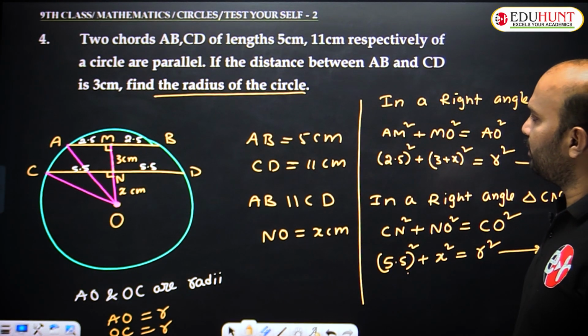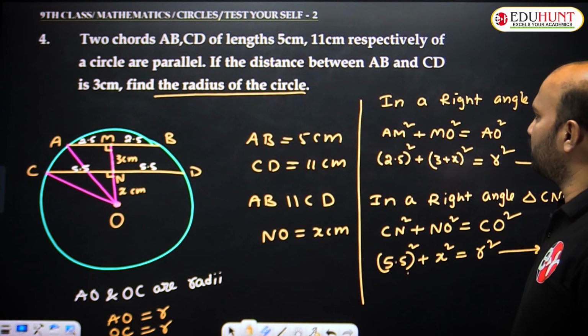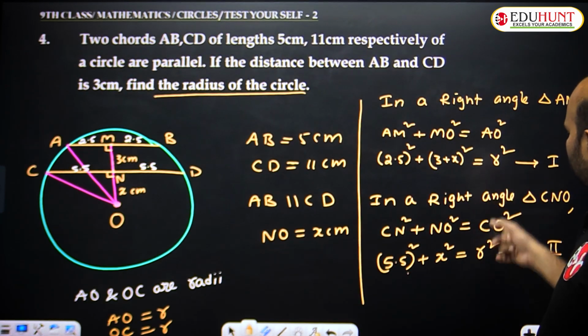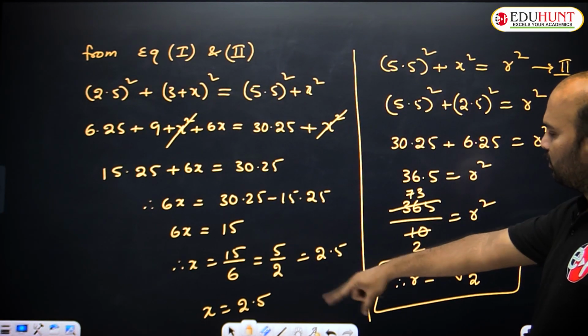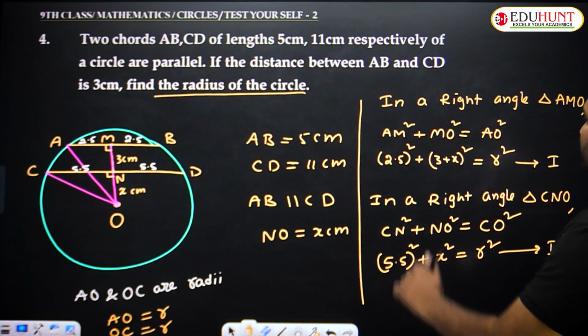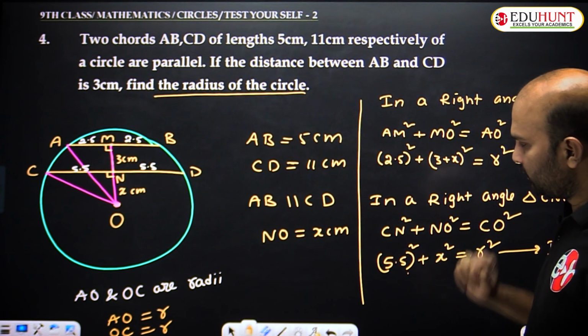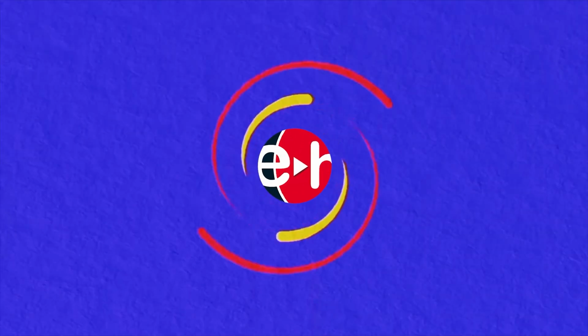But this is a complicated question. We need to try that question and solve the equations. You will get two equations first, and you can solve these two equations. First, you need to get the x value, and then substitute the x value directly in equation 1 or 2 to get the r value. Those are the required steps for that question. Am I clear?